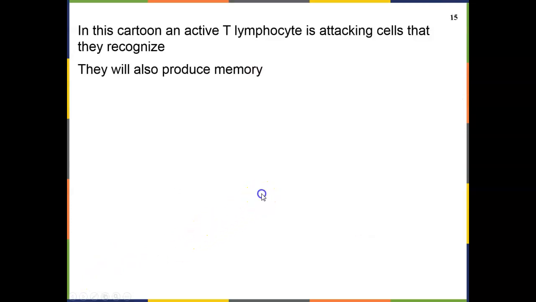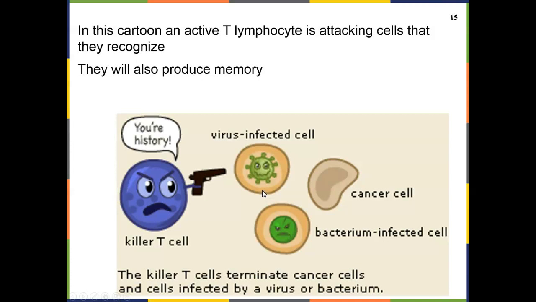And then here's another one. This is another cartoon that I found on Google Images. In this cartoon, an active T lymphocyte is attacking cells that they recognize as infected. And these cells also produce memory. So here, T cells attack body cells that are infected. Here we have a virus infected cell, here we have a bacterium infected cell, and here we have a cancer cell that doesn't have normal surface proteins.